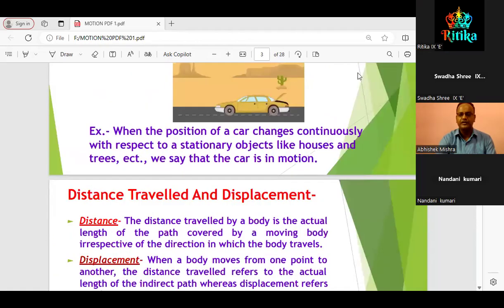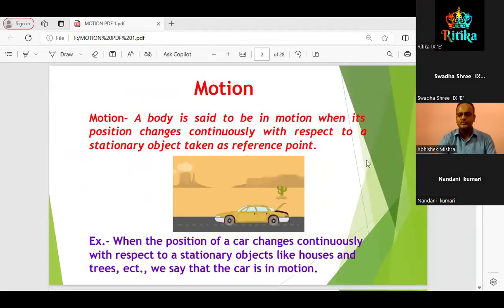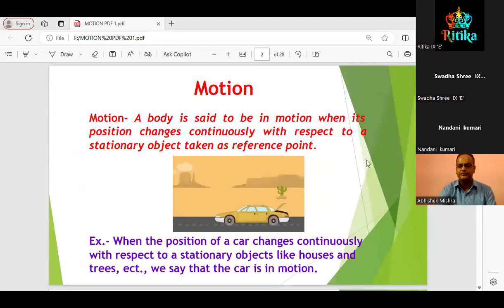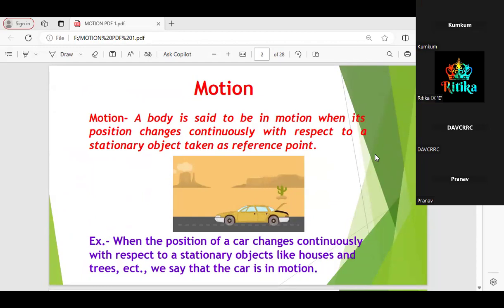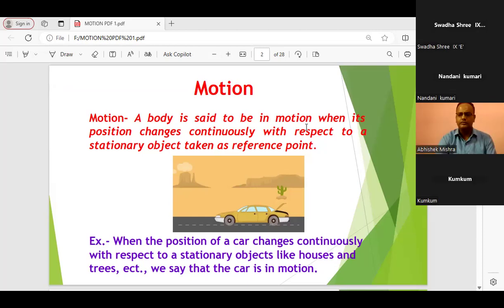Distance first. Okay, Swadha. Swadha, unmute yourself. You have raised your hand. Unmute yourself, Swadha. Okay, Swadha, I think there is some audibility problem from your side. Okay, no problem. Yes, you can mute yourself. Okay, Nandini again. Nandini, you can unmute yourself.